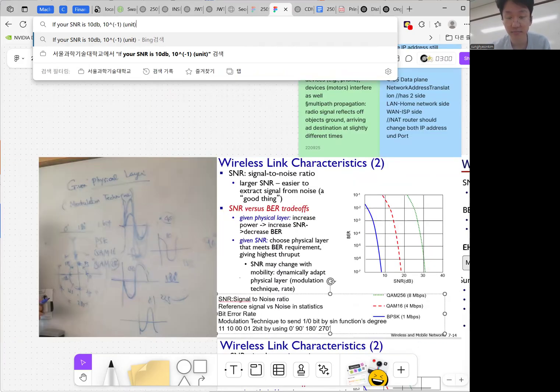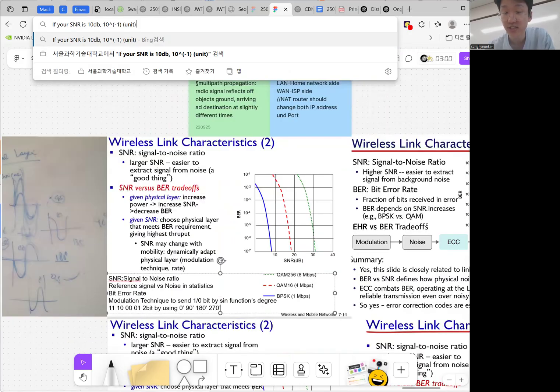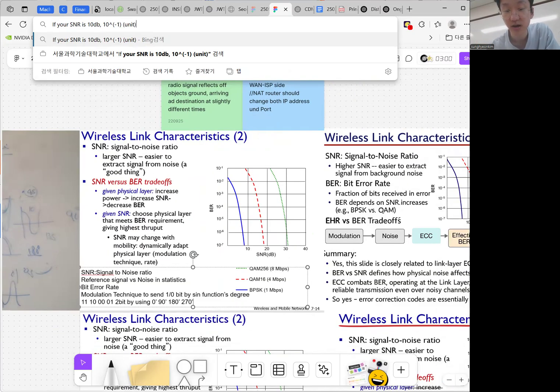And this QAM is changing the angle and amplitude. It does not use phase. Whether using phase, it becomes 0, and this sign becomes 1, then it will be using phase. So increased power will increase SNR and decrease BER.